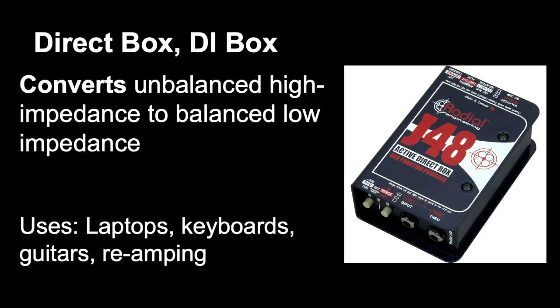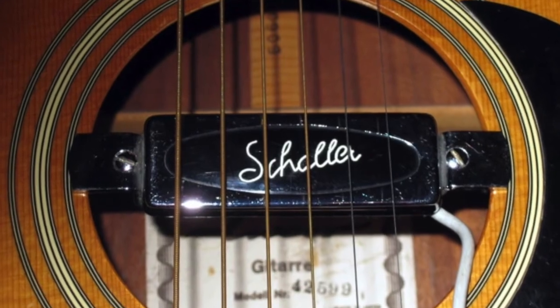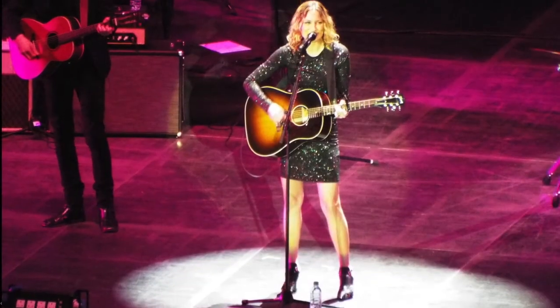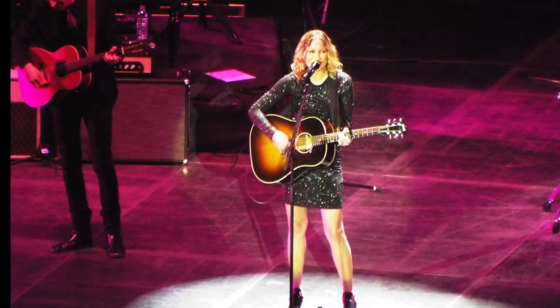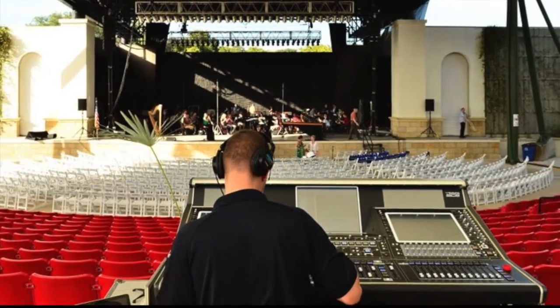In lieu of cables, or if we need to convert one way to another, we can use something called a direct box or a DI box. What this does is convert unbalanced high impedance to balanced low impedance. You can see we have an input jack and we have a through jack. For instance, we might plug in an acoustic guitar with a pickup and we want to put it into our mixer. Well, that's a high impedance cable, and we might need to run it from the stage all the way to the back where the mixer is, in the back of the live room.